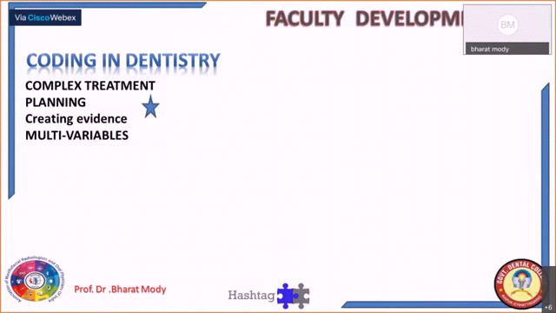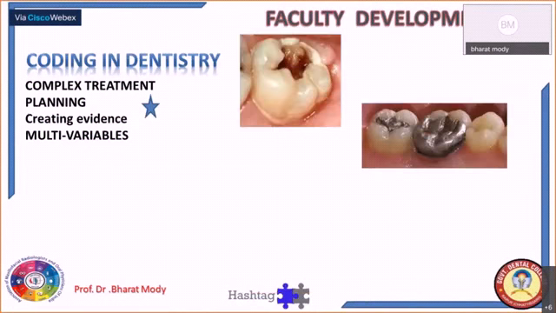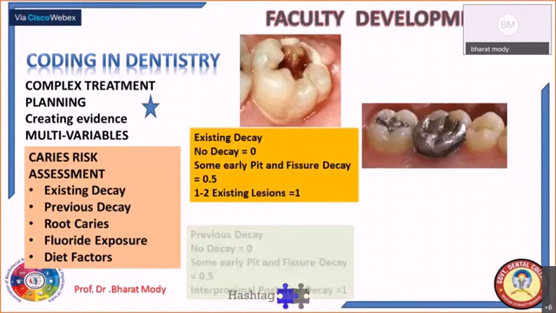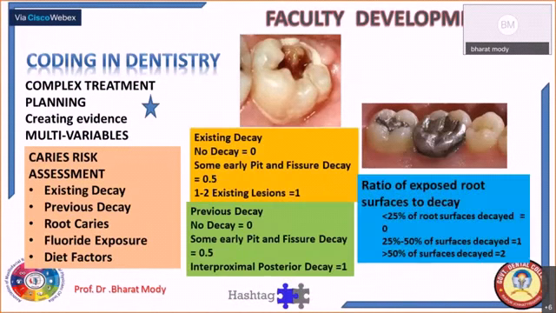For complex treatment planning, large cavities where multiple variables are there, creating evidence becomes a difficulty. For example, for this particular carious cavity which is there, you can do exceptional work like this, but you don't know whether it will last or not. So, what we need to do is go for caries risk assessment. What is the existing caries? What is the previous caries? What is the root caries which is there? How much fluoride exposure is there? What are the diet factors? Now, each of these are given numerical values.